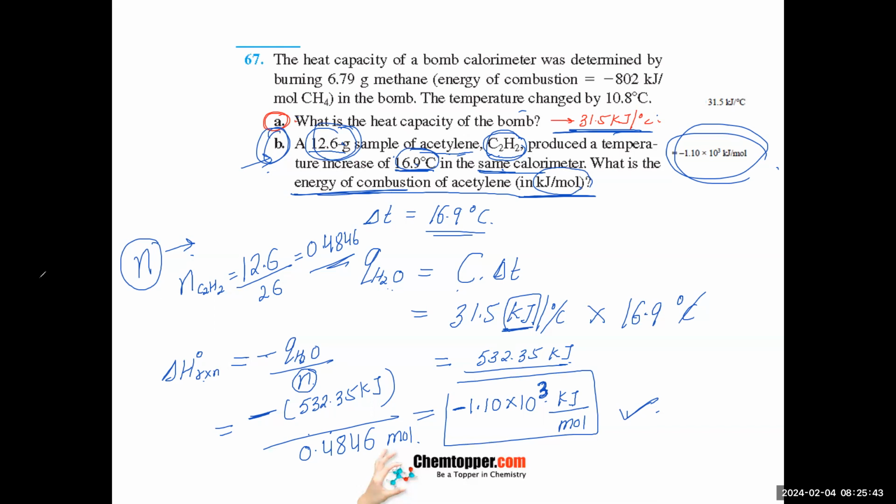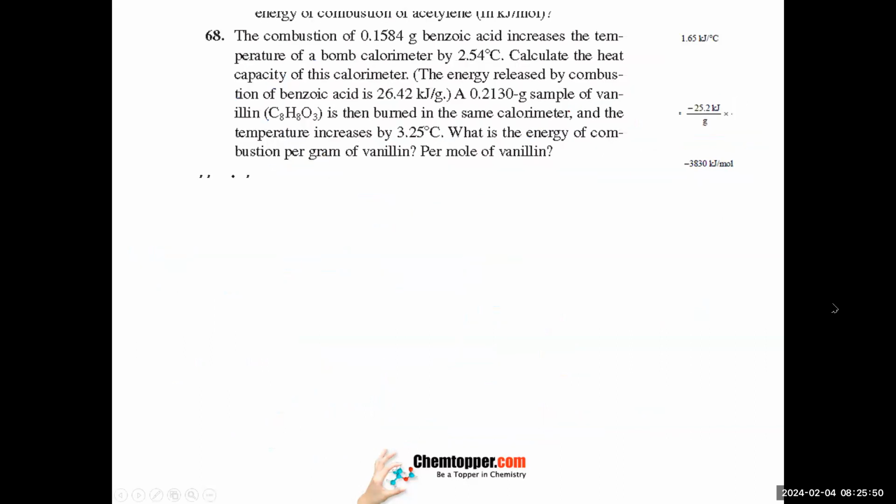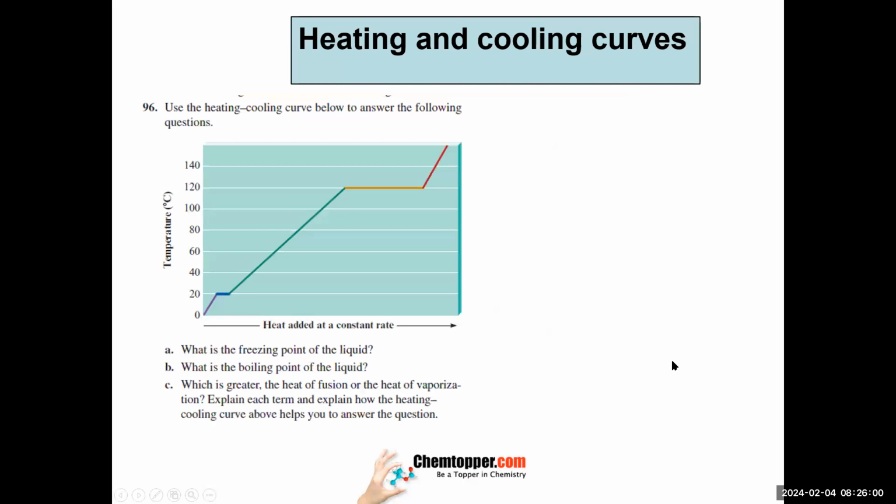So it's very important that you understand this. We are done with bomb calorimeter and cup calorimeter. How much time is there? Can we do this question? Yes, 5 minutes are there. So we'll read the question and I'll explain it to you. Tomorrow in the class, I'll do heating and cooling curves, and then I'll start unit 7.